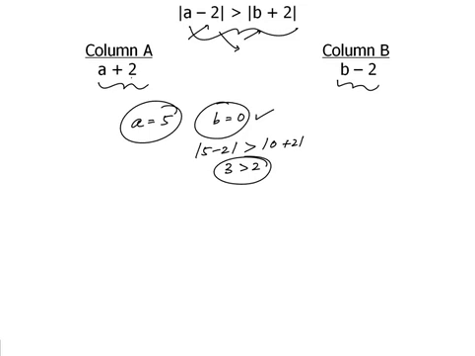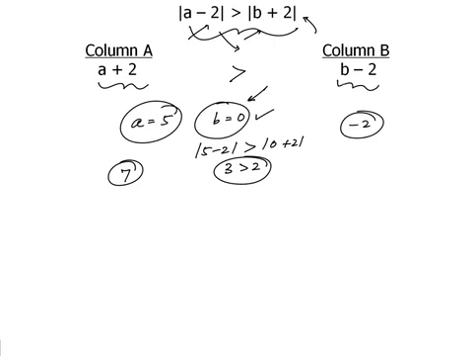Then I'm going to plug these values into column A and column B. Column A would be 7, and B would be -2. In this case, column A is greater. Now my goal is if I can come up with another pair that satisfies this inequality where this would flip, meaning column B would become greater.